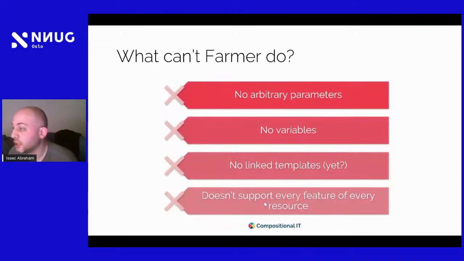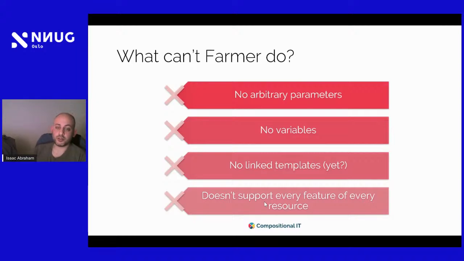Okay. I don't want to lie and say there is no such thing as a free lunch. There are some things that we don't support in Farmer deliberately. So we don't support arbitrary parameters. We don't think it's really necessary for 99% of the use cases we see. You can parameterize your code in F# and use your F# as your parameter point, and then emit different templates for different environments, for example.